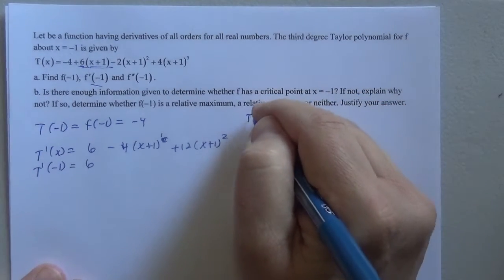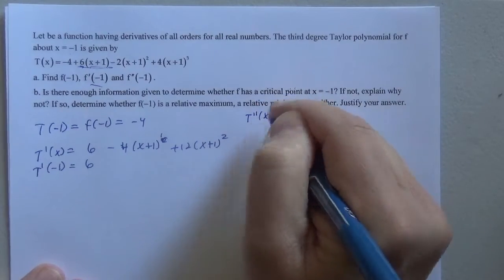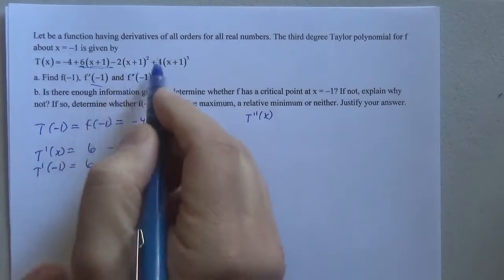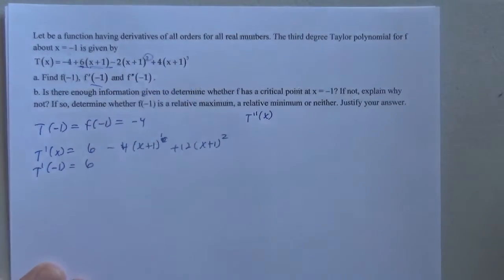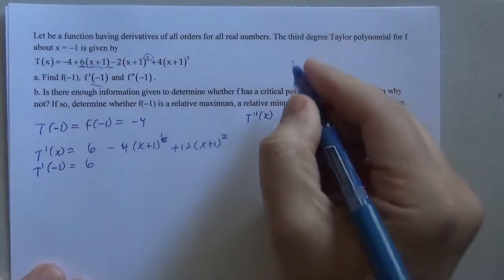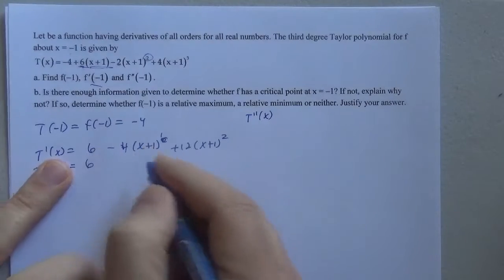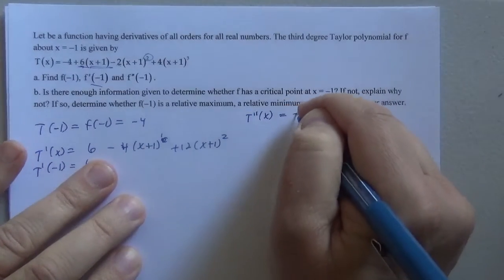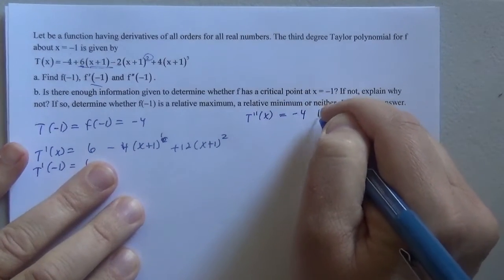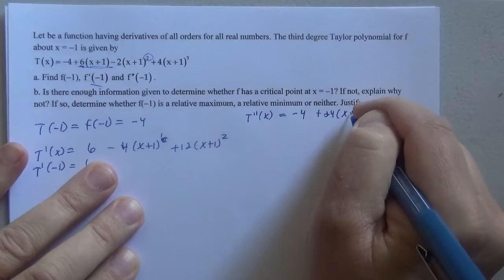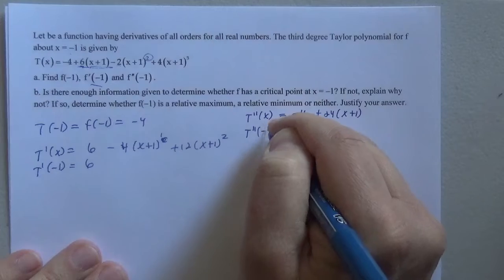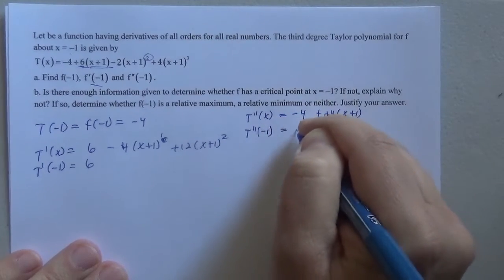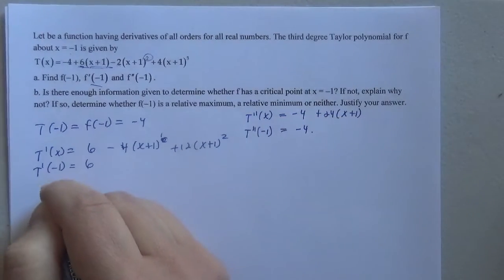The second derivative for f is going to come from this term right here. It's just going to be this coefficient times the factorial of that exponent. So the second derivative is, the 6 goes away, I'm just left with negative 4 plus 24 times (x plus 1). T double prime of negative 1 is equal to negative 4.